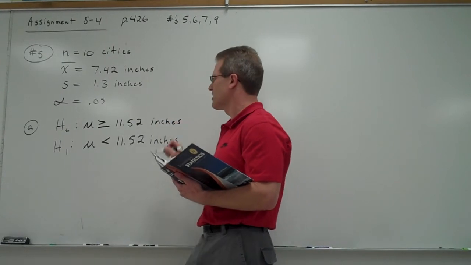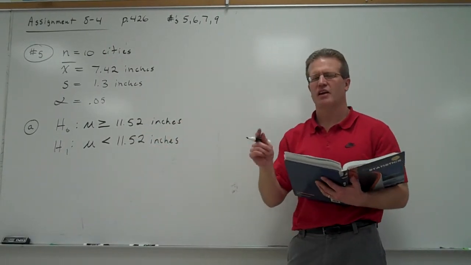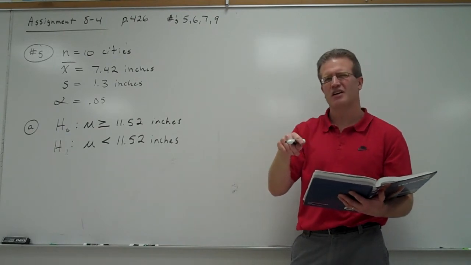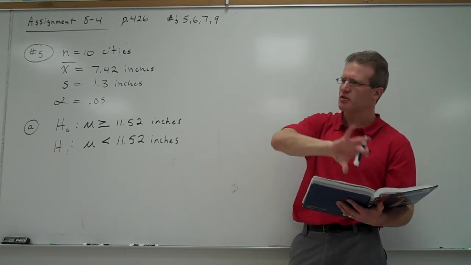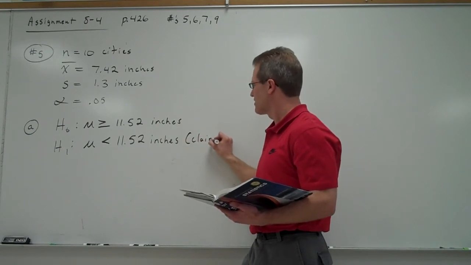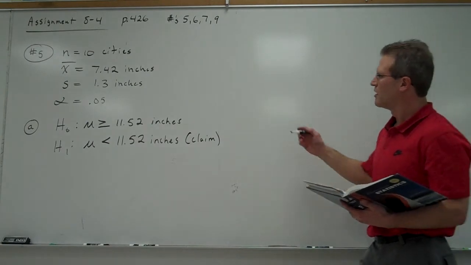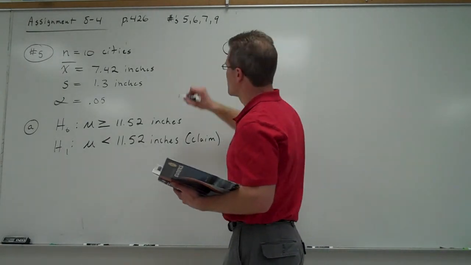Which one do you think is the claim? The top one or the second one? It's the second one. If they're saying, can it be concluded is below, they're questioning if it's below, they're kind of claiming it's below. It's kind of vague, but whatever the question is, that's what they're claiming. Okay, step B, get the critical values.